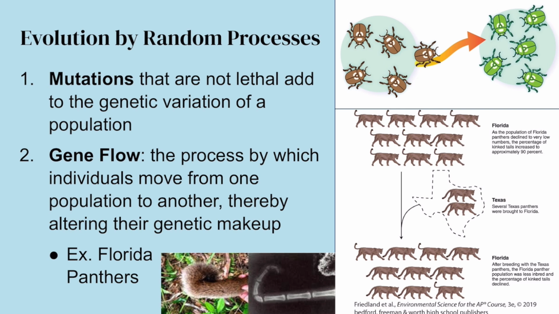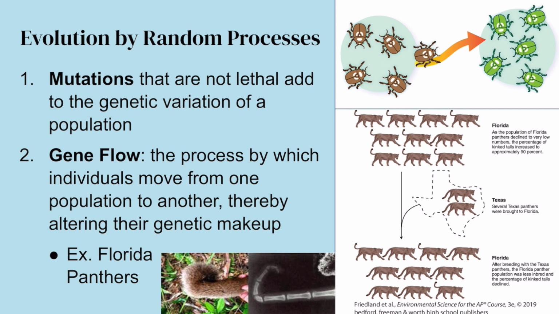We've looked at these Florida panthers before, but in 1995, the Florida panther population declined to only 30 individuals because of hunting and because of habitat loss. So when the population like that is so small, there's no gene flow between other populations because they're all kind of quarantined in one area. So this means that any harmful mutations like crooked tails, which you see in this photo on the bottom, will accumulate within that population.